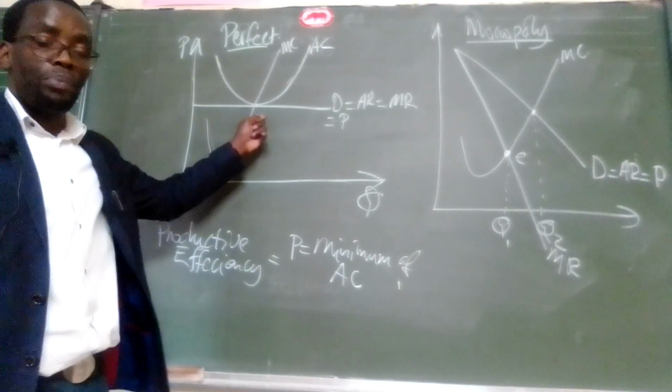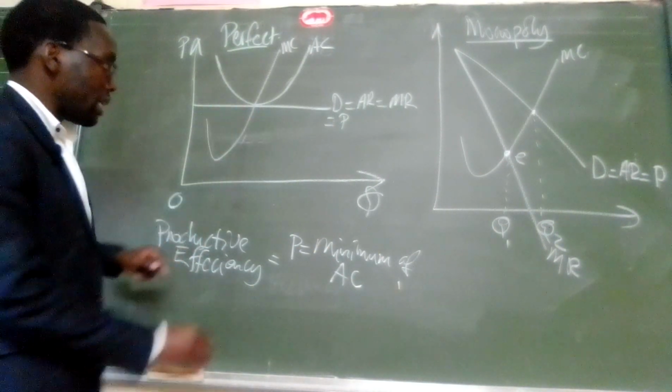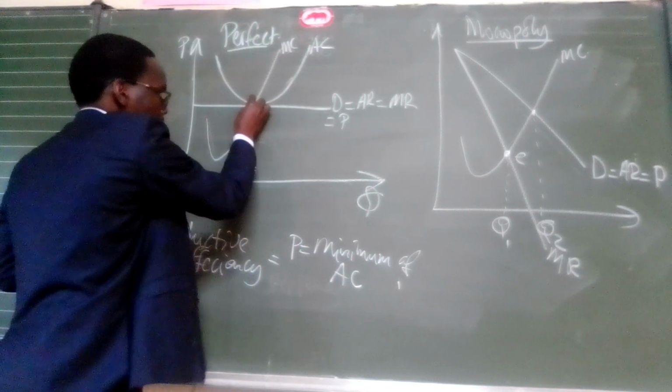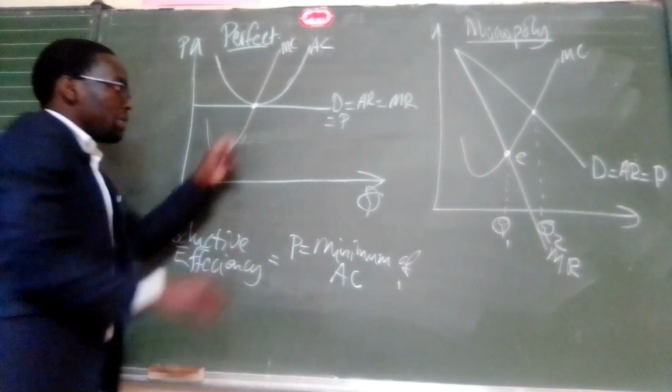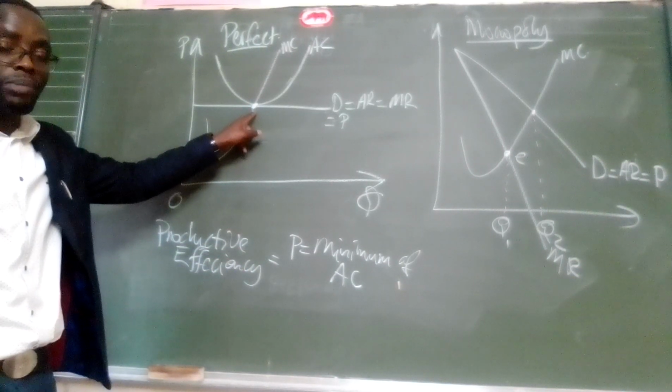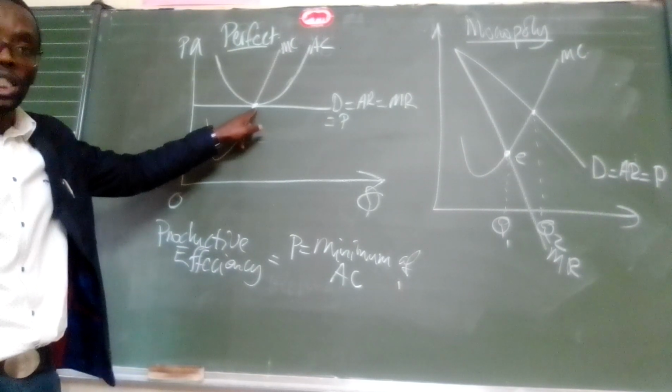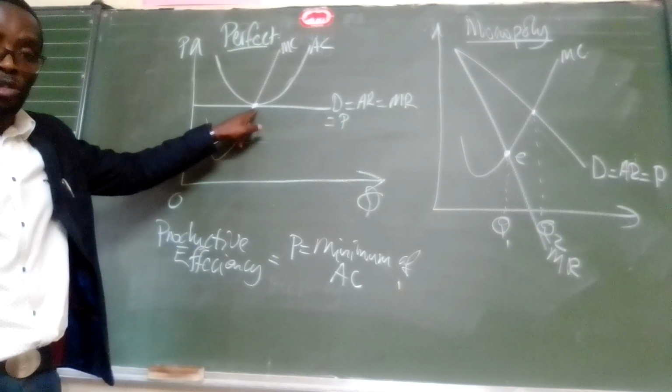So let's look at a perfect market firm. A perfect market firm can achieve productive efficiency where MC is equal to price, which is at this point here. So it means the firm that operates in a perfect market is able to achieve productive efficiency, because this is the point at which price is equal to the minimum of AC.